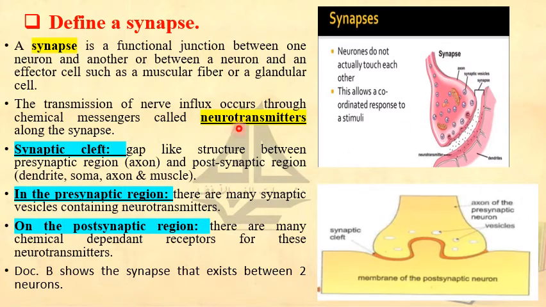So till now, we defined a synapse and we identified its different parts, which include a presynaptic neuron, a postsynaptic neuron, and synaptic vesicles containing neurotransmitters which are responsible for transmitting the nervous message, and the space between such two neurons, which is called the synaptic cleft.